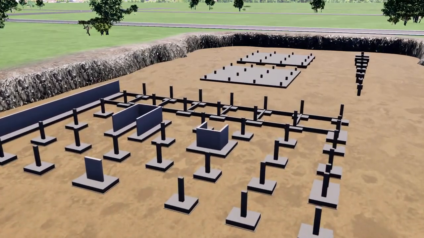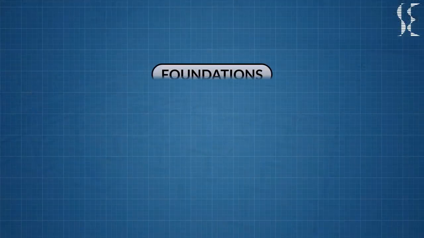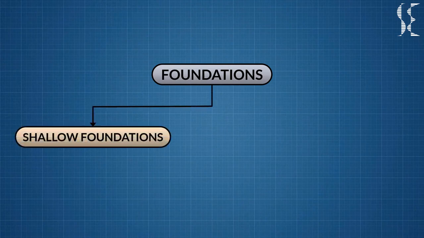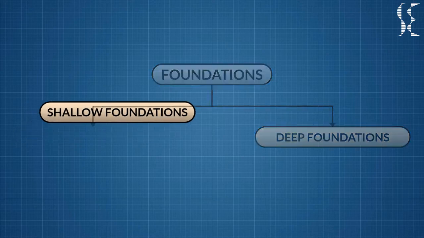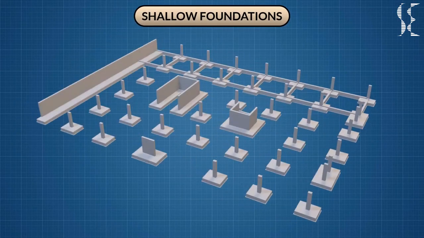Foundations are broadly divided into two categories. First is shallow foundations and second is deep foundations. Shallow foundations are nearer to the surface, whereas deep foundations, as the name suggests, are embedded deeper in the earth. Now let us see various types of shallow foundations. These types of foundations are used when the soil has sufficient strength within a short depth below the ground level.